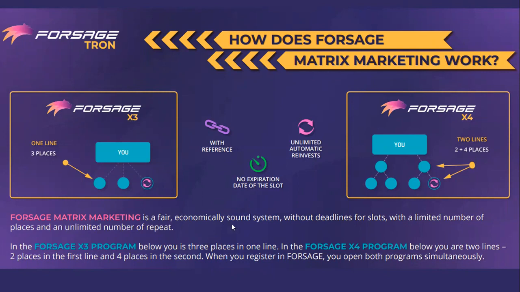It is economically sound. There are no deadlines in buying the slots, but they have a limited number of places, or what we call positions. But it has the capacity for unlimited numbers of repeat. So what does that mean? In Forsage X3, there are 3 places or positions, one line. We have position 1, position 2, and position 3 in one line, right?